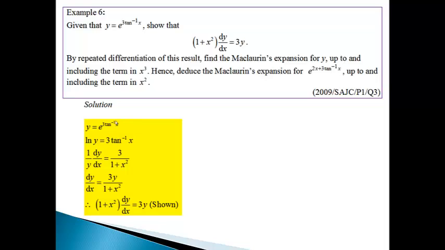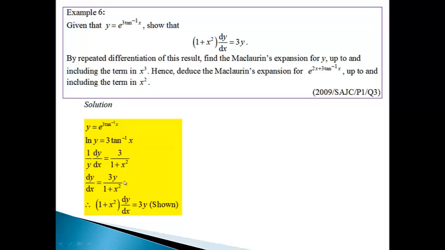So first thing first, let's observe the equation y equals e to the power of 3 inverse tangent x. What we can do is we take ln on both sides so that we have ln y equivalent to 3 tangent inverse x. So differentiating this equation implicitly, I'll have the left hand side as 1 over y dy dx, and the right hand side I will get 3 over 1 plus x squared. So dy dx will be 3y divided by 1 plus x squared.